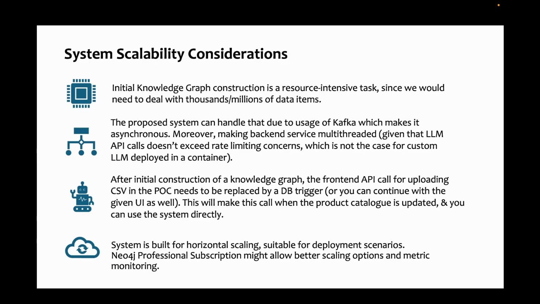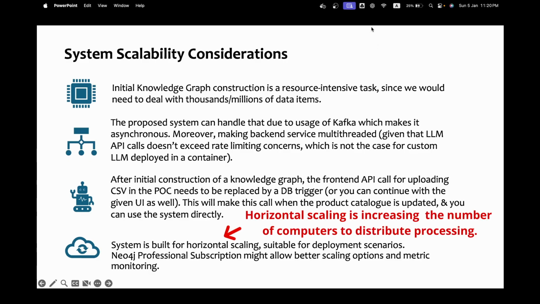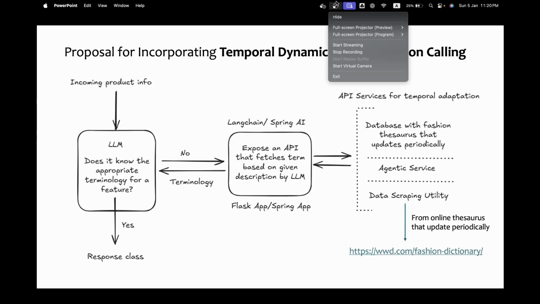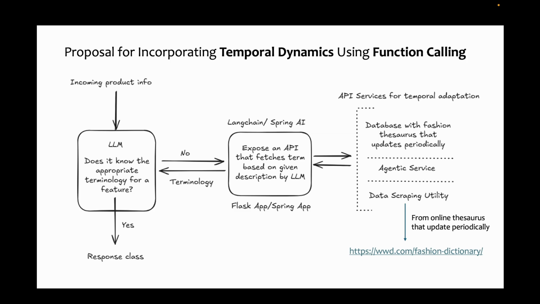This is built for horizontal scaling, making it adaptable for most deployment scenarios. We have incorporated temporal dynamics as well. In brief, you can use agents or data scraping utilities in order to fetch the data for real-time trends that are going on. One example could be using fashion dictionaries, whose link we have provided over here. So by visiting that later, you can check what's the current status. And basically, these are updated periodically, so live data can be fetched.